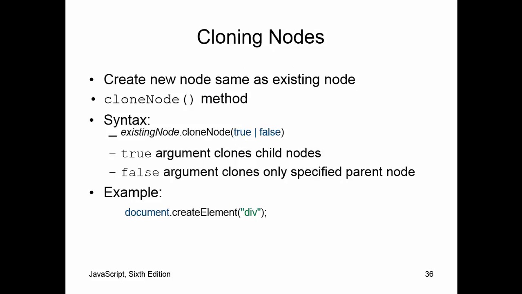Sometimes you want to create a new node that basically is the same or at least is very similar to something you've already got there. And rather than duplicating everything, you can use what's called the clone method. And that duplicates an existing node. You can see the syntax here: existing node dot cloneNode. And when you do that, you can specify true or false. All right, notice if you say true, it clones all of the child nodes, but if you say false, it clones only the specified parent node.